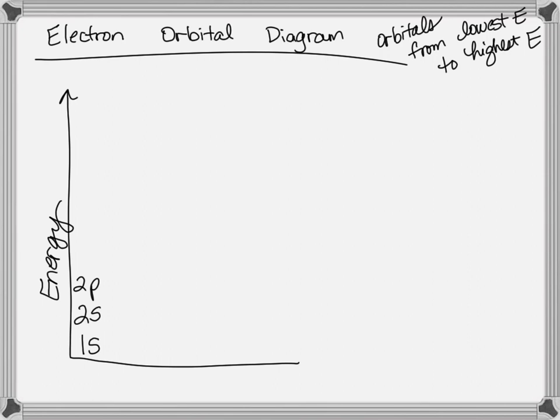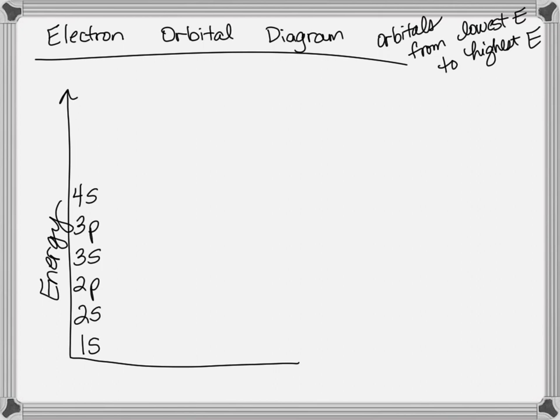Okay? After number 10, what do we have? 11 and 12. What are those? 3S. That's what comes next. After number 12, you go to numbers 13 through 18. What are those? 3P. After number 18, you go to 19 and 20. 4S.